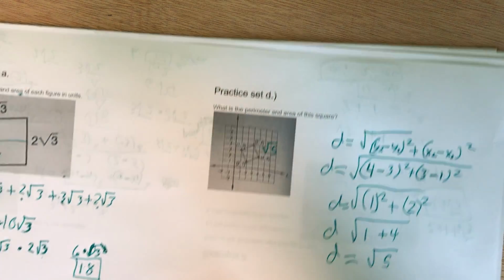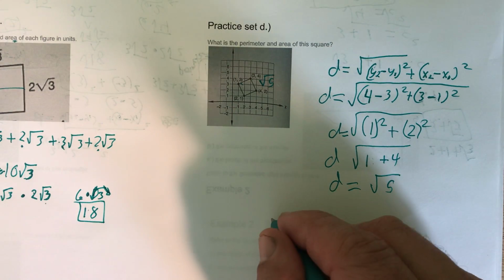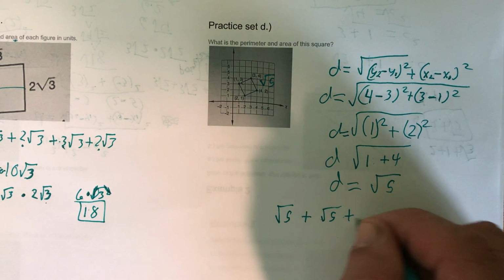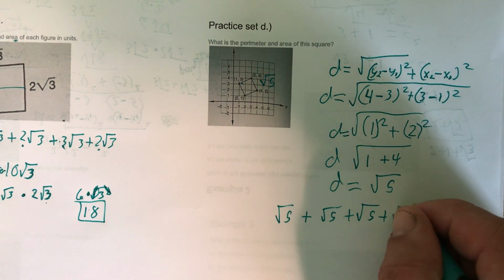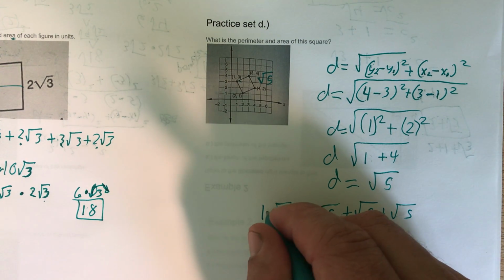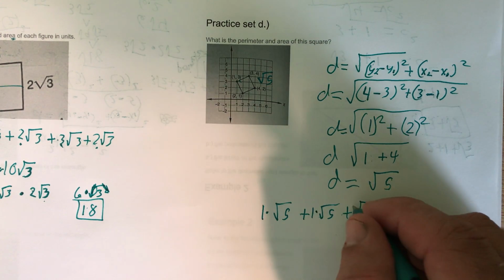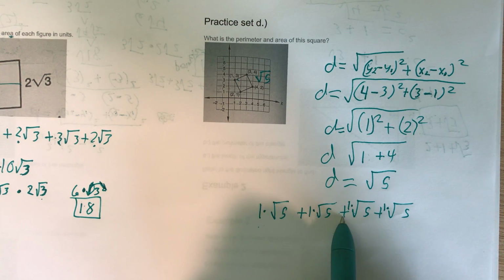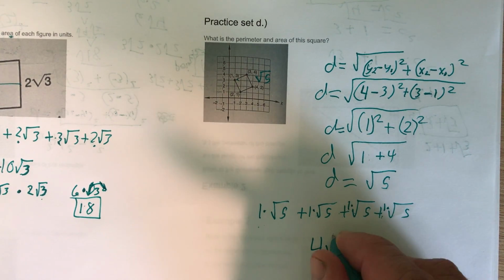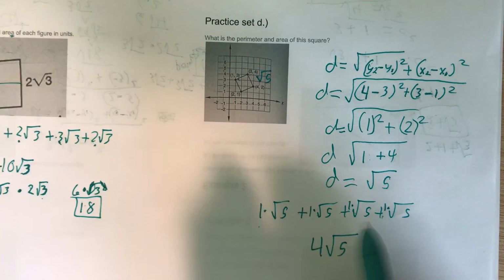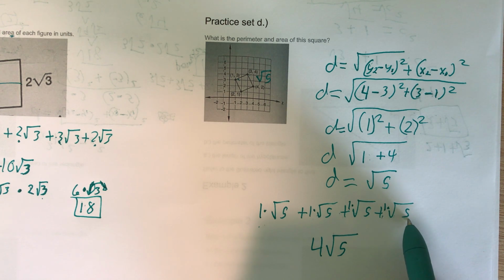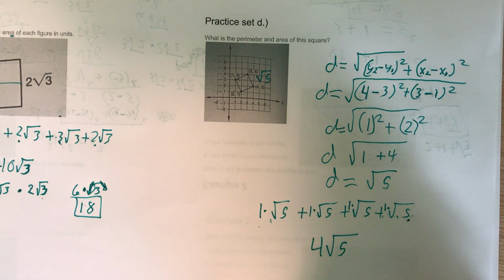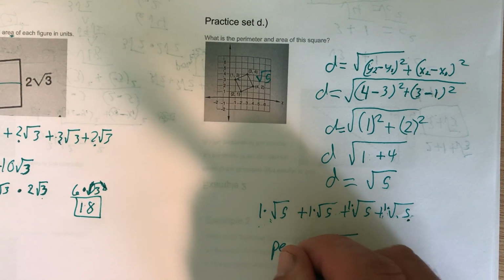Okay, so to find the perimeter, you'd have square root of 5 plus square root of 5 plus square root of 5 plus square root of 5. Well, this, if I multiplied it by 1, would be the same. 1, 1, 1. Okay, now let's add this together. We have 1, 2, 3, 4. So you'd have 4 square root of 5. Just like on that last one, whatever's in this radical, treat it like a variable. These variables are all the same, so you can add the numbers in front of them together. That would be your perimeter.